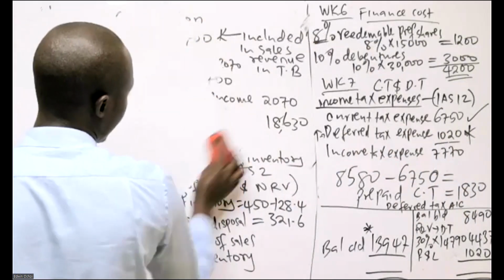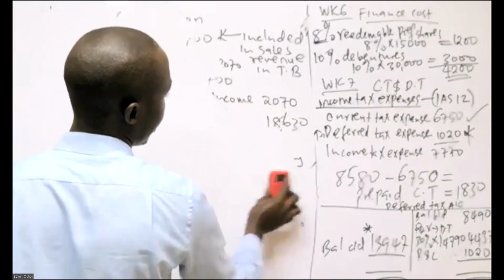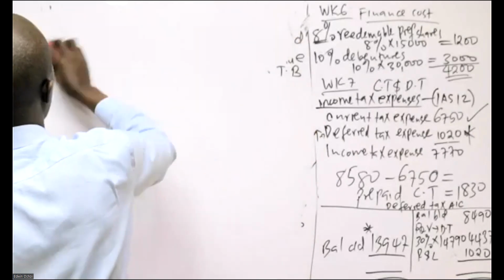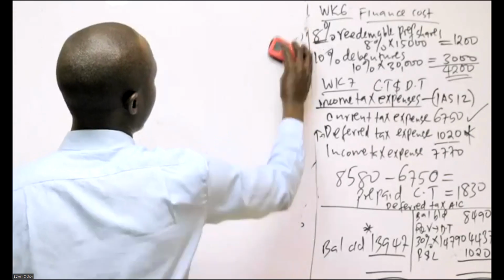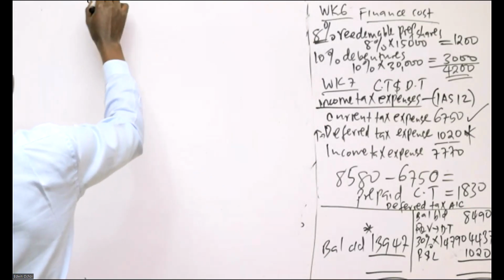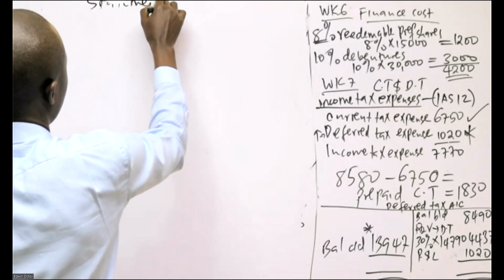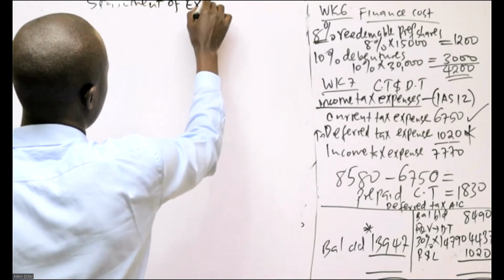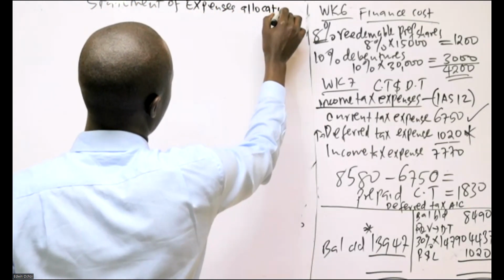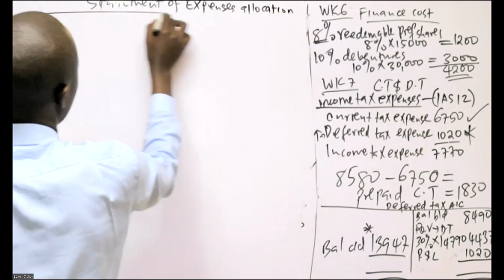For the current tax, it's our current liability. We have already done that, and we have even prepared the payments for the relevant tax. Right. So now before I do the statements very fast, let's do the statement of expense allocation.